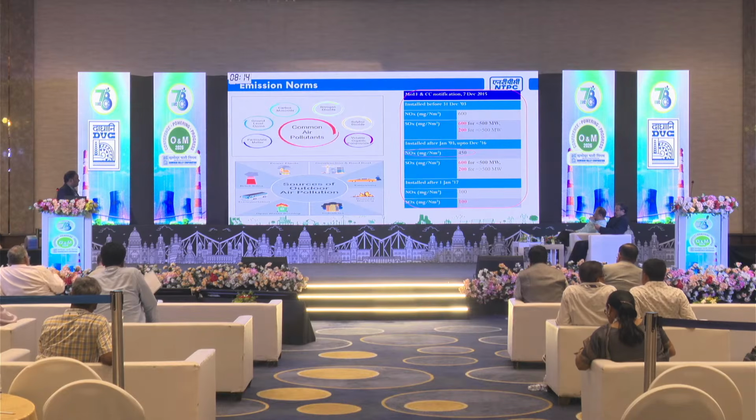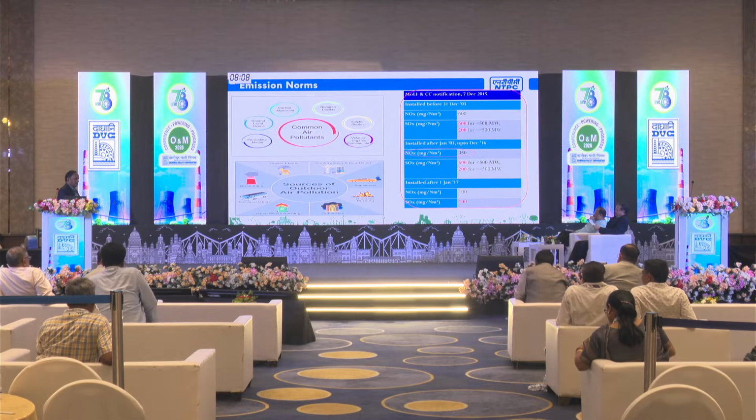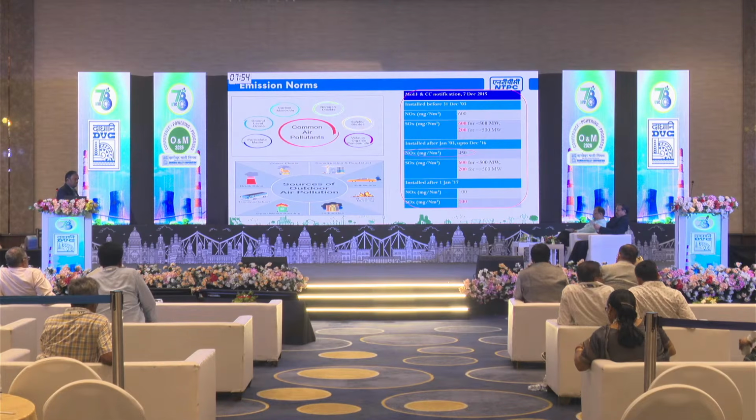But we are assuming a NOx limit of 450, as we have filed a petition with the Environment Ministry. So we are maintaining NOx around 450 or lesser. For plants installed after 1st January 2017, there are more stringent limits of around 100 mg per NM3.